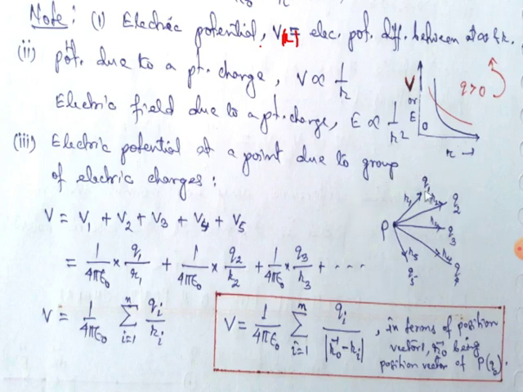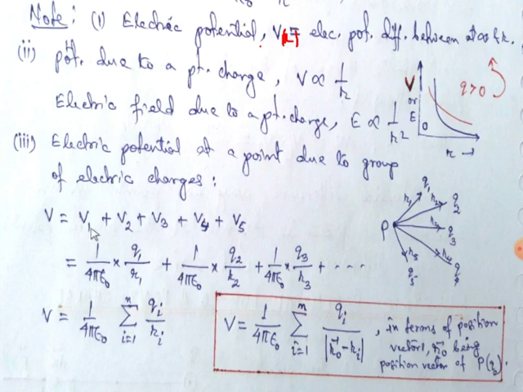Suppose Q1, Q2, Q3 are distributed here like this, and P is the point of observation. Then for this distribution of charges, point P must be well within the electric field of this distribution of charges. Let's take it that Q1, Q2, Q3, Q4, and so on have position vectors with respect to P as R1, R2, R3, R4, R5, and so on up to Rn.